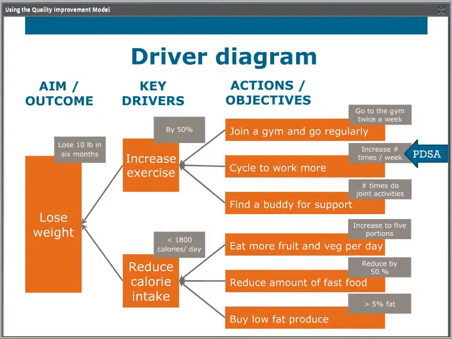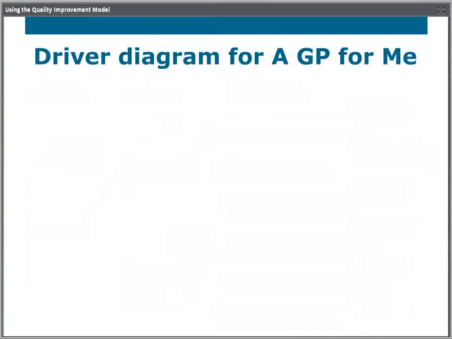Now, that was a very easy, I guess, and simple example. And we're not going to go through this driver diagram fully, but I want to just make it clear that you can relate this to your work in, let's say, for a GP for me. We'll start off with our high-level goal, and that is the triple aim.